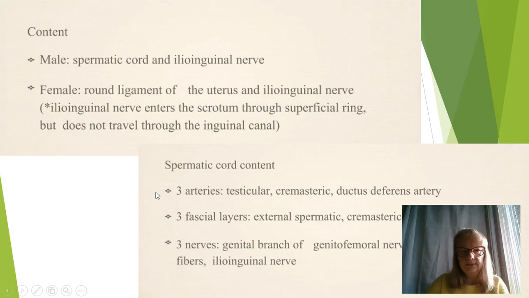So the content of the inguinal canal. In the male we have the spermatic cord and some nerves. In the female, it is located around the ligament of the uterus. This ligament fixes the uterus in the pelvis, exits out to the pubic symphysis and forms the attachment to the pubic symphysis.